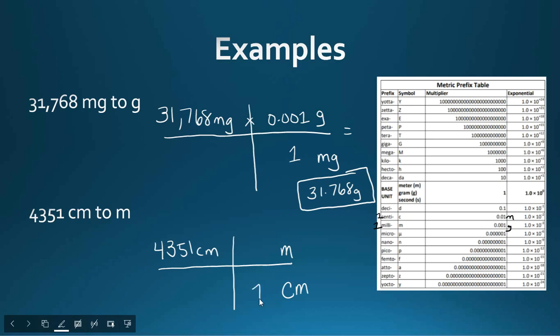1 centimeter is equal to 0.01 meters. Do the same thing, multiply across the top, divide by the bottom, which is just 1 in this case, and we should get 43.51 meters. Okay? So you see that this chart is very handy if you know how to read it. Let's do a couple more examples.